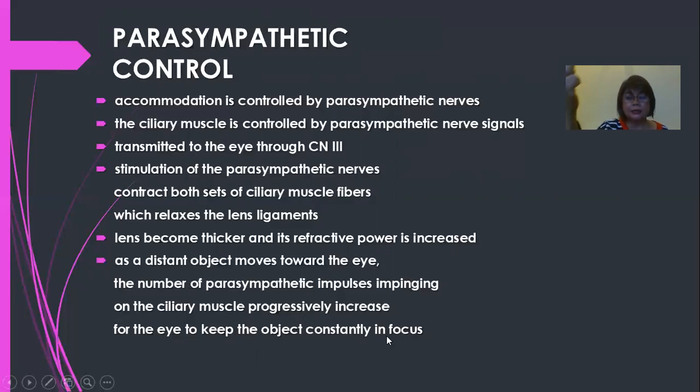So as an object comes near your eye, the lens becomes thicker and thicker through the parasympathetic stimulation, so that this object coming near your eye becomes more focused through accommodation of your lens.